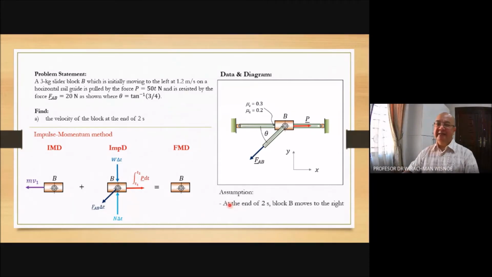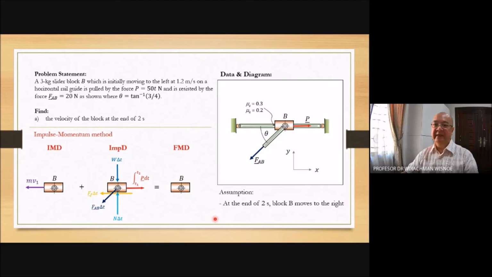Let's assume that at the end of 2 seconds, block B already moves to the right. Otherwise you can assume it's still moving to the left. Later you see whether it is correct or not. Why do I need to assume this one? Because I need to know the direction of the friction. If it moves to the right, the friction will be to the left. If I assume that it's still moving to the left, the friction will be to the right. So here I put F friction times delta T. So now you have the impulse diagram.